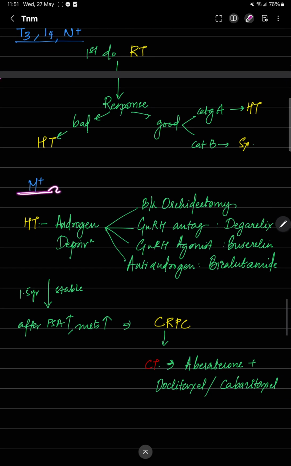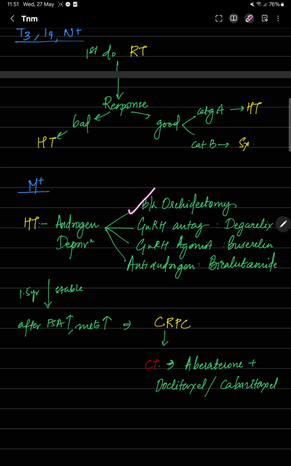Then coming to the metastasis, metastatic disease, we have to do the hormonal therapy. Remember, all these patients, the poor response patient and the category A patient with the good response, they are also having the hormonal therapy. So the hormonal therapy means androgen deprivation therapy. That is, it can be either surgical or it can be chemical.